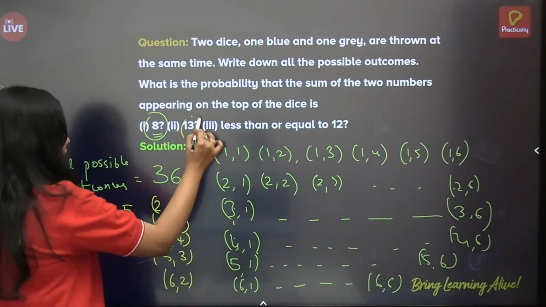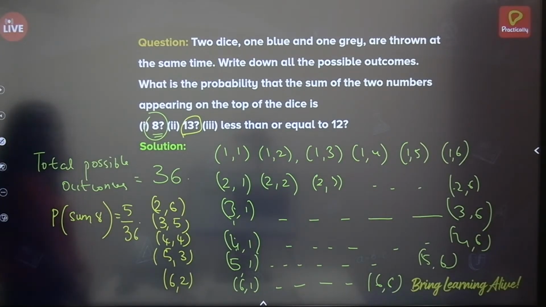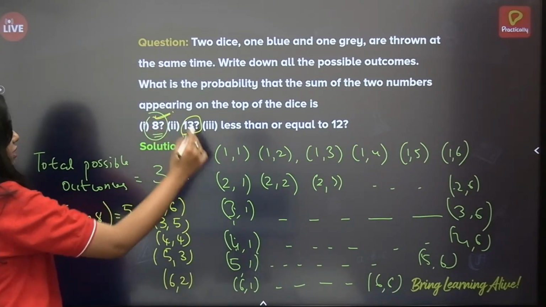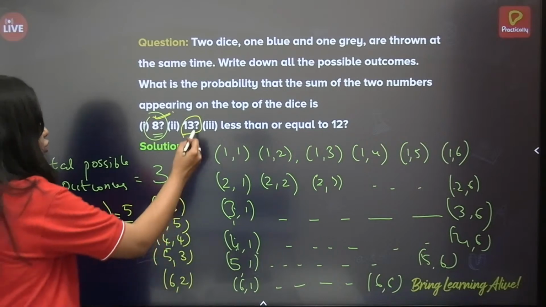Sum 13. Is this even possible? Is the sum 13 possible? Let us check. 9 by 36 you got, Lakshmana Prabhu. Okay, how do you get 9 by 36? What are the favorable outcomes of sum 8? Please mention. Alright, so you mentioned, okay. For now we'll just see the 13.